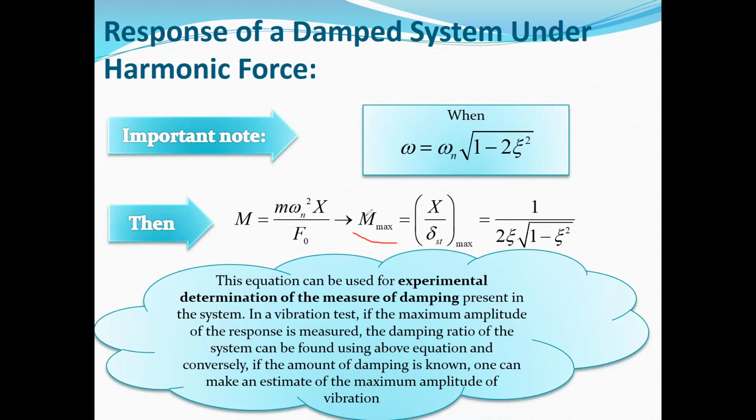If you substitute and simplify this omega into the equation for M from the previous slide, you can obtain this relation between the maximum amplitude ratio and the damping ratio psi. What's the application of this equation? We can use it in experimental tests.